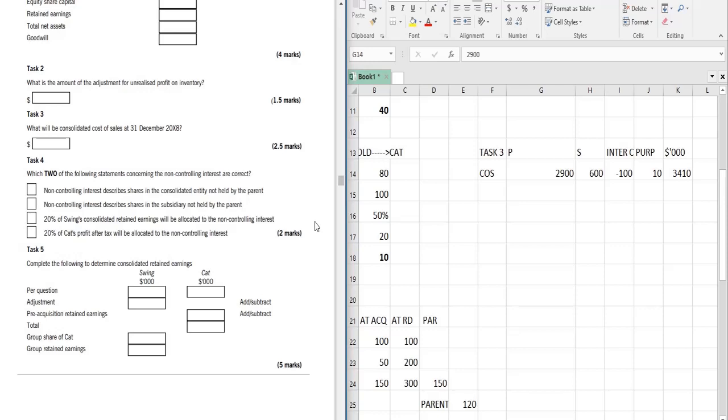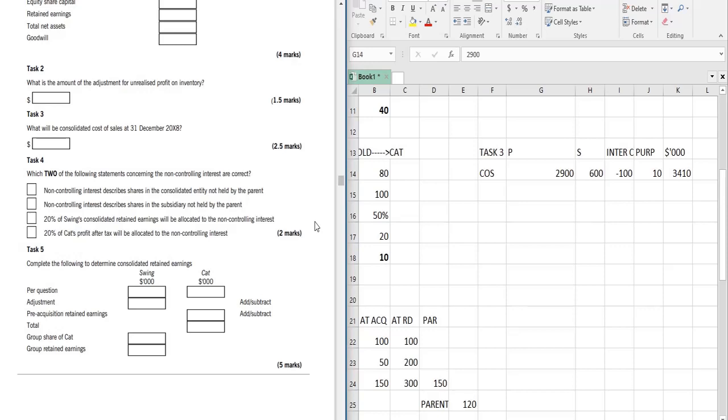Oh, sorry. In the first sentence, it has been written the consolidated entity. It will not be the consolidated entity, it will be the subsidiary. So the second one is correct and the first one is incorrect. Non-controlling interest describes shares in the subsidiary which are not held by the parent. The first one is for the consolidated entity, so it will not be correct. So the second option is correct. I just got confused with the wording.